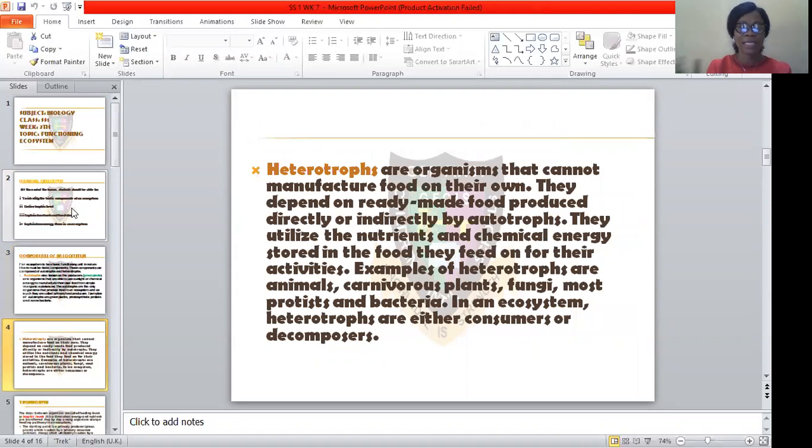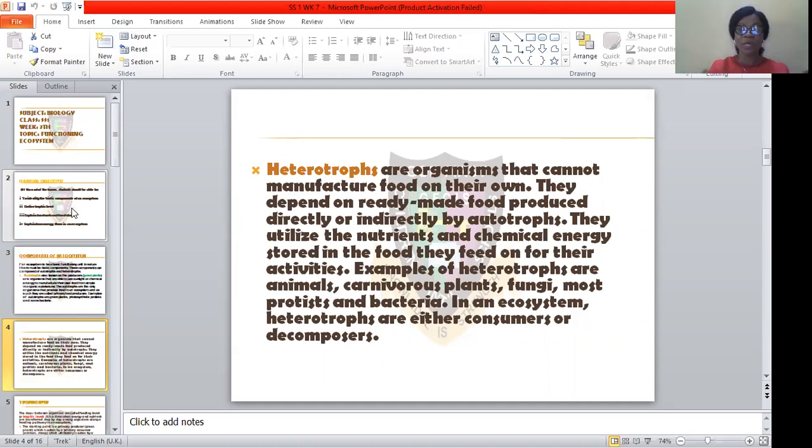Let's move on. Now let's come to heterotrophs. Heterotrophs are organisms that cannot manufacture their own food. They depend on ready-made food produced directly or indirectly by autotrophs. That is, they put all their responsibility onto the autotrophs, which manufacture their own food, and they consume from it. They utilize the nutrients and chemical energy stored in the food they feed on for their activities.